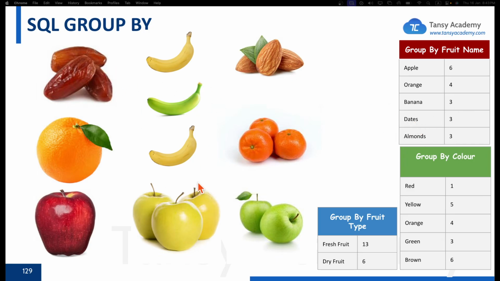So basically what you are trying to do here is you are grouping these fruits by fruit name. For apple 6, so you are trying to get a count by the group name. If someone says, how many fresh fruits you have, how many dry fruits you have, right? So you have to count these 2 are dry fruits, 3 plus 3 6, and remaining 13 are all fresh fruits. If someone says, can you group by color, how many orange fruits I have, right? So orange 4 fruits, and how many yellow fruits I have.